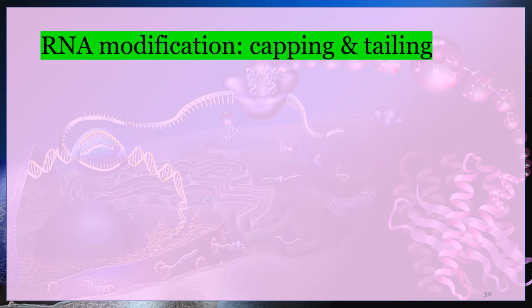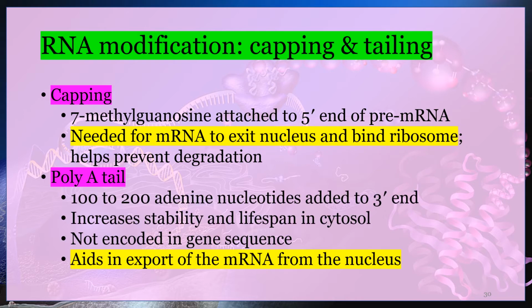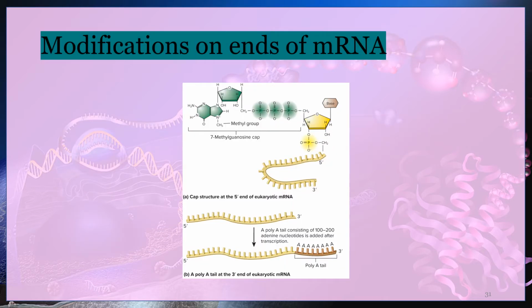RNA modification with this capping and tailing. Okay, capping: we have 7-methylguanosine attached to the 5' end of the pre-messenger RNA. It's needed for messenger RNA to exit the nucleus and bind to a ribosome, and it helps prevent degradation. A poly A tail is 100 to 200 adenine nucleotides added to the 3' end. It increases stability and lifespan in the cytosol. It is not encoded in the gene sequence, and it aids in export of the messenger RNA from the nucleus. Diagram explaining the difference between the caps and the tails.